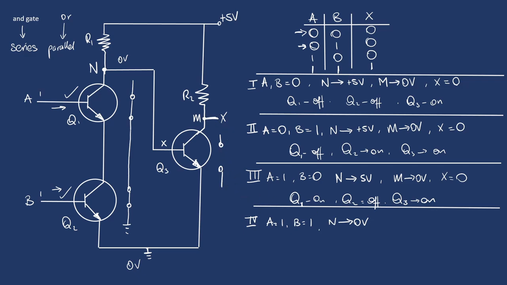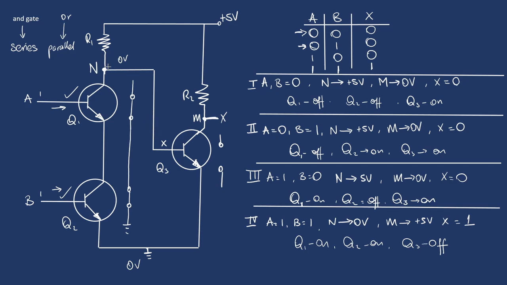Since this is an open circuit, M is floating and remains at the voltage of positive 5 volts. So M remains at positive 5 volts, meaning that X is equal to 1. Okay? So Q1 is on, Q2 is on, Q3 is also on. Okay, so that's actually, so Q3 is actually off. Okay, pardon me. So Q1 is on, Q2 is on, and Q3 is off. Okay, so that's the transistor implementation of the AND gate.